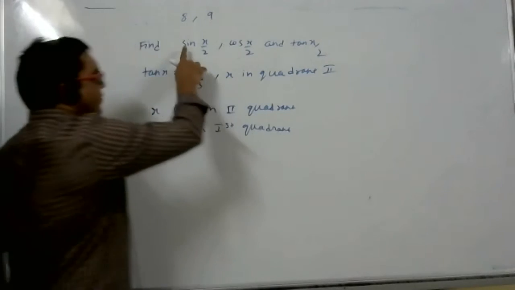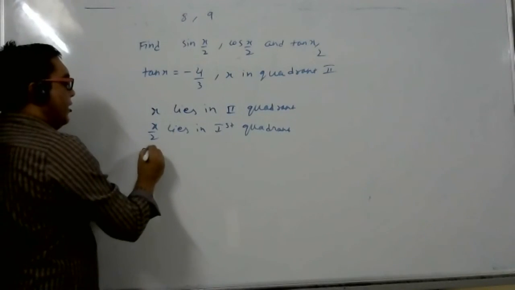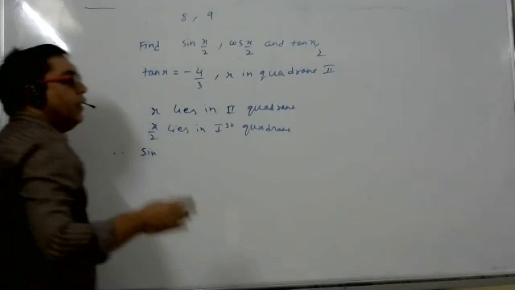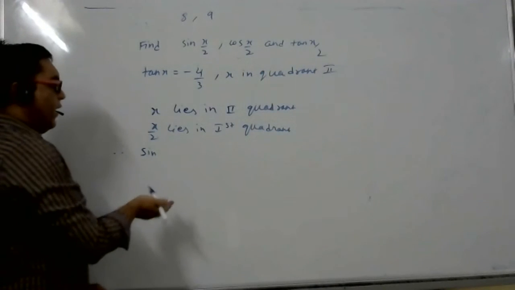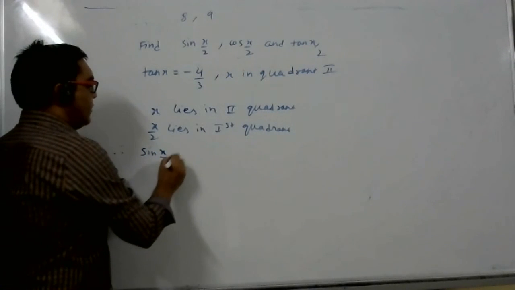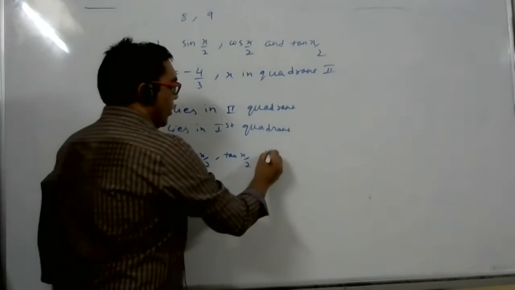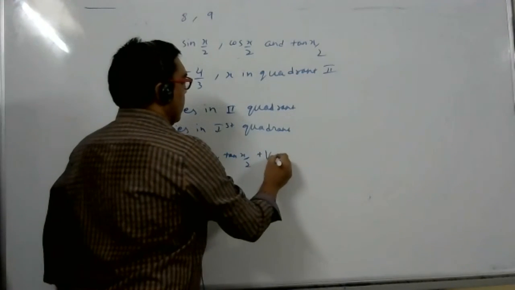This means sine x by 2 will be positive or negative? Positive. Cos x by 2 will be positive, tan x by 2 will be positive. In the next main, sometimes it can be negative also. So this is the conclusion. Therefore, sine x by 2, cos x by 2, tan x by 2, all are positive. This is very important actually. All are positive. So this we got.